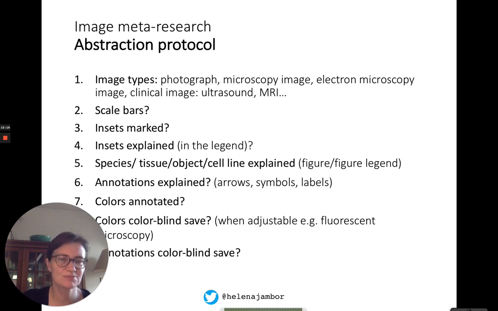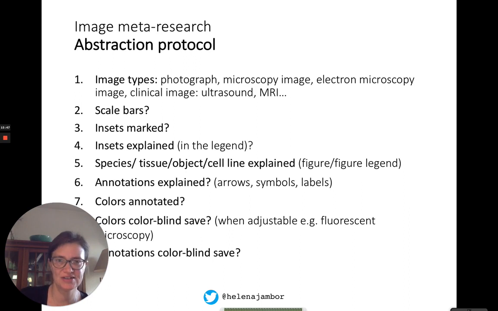So the abstraction protocol is obviously published along with the paper as well, and basically every paper was screened by at least 2 abstractors, and if they couldn't reach a consensus, more people were asked to look at the papers as well. So at the end of the day, every paper was seen by at least 2 people.